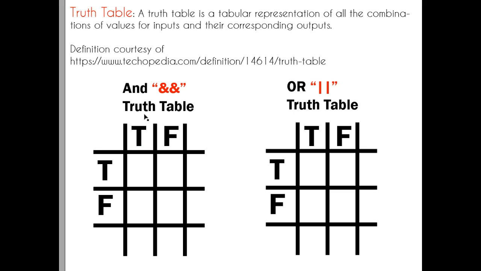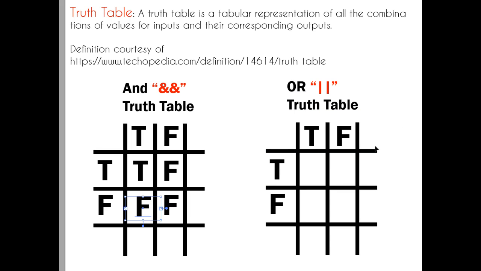True and true, this is the AND, okay? We start with the true. So this is the only time that it will evaluate to true. Everything else evaluates to false. This will evaluate to false. The same here, and the same here.